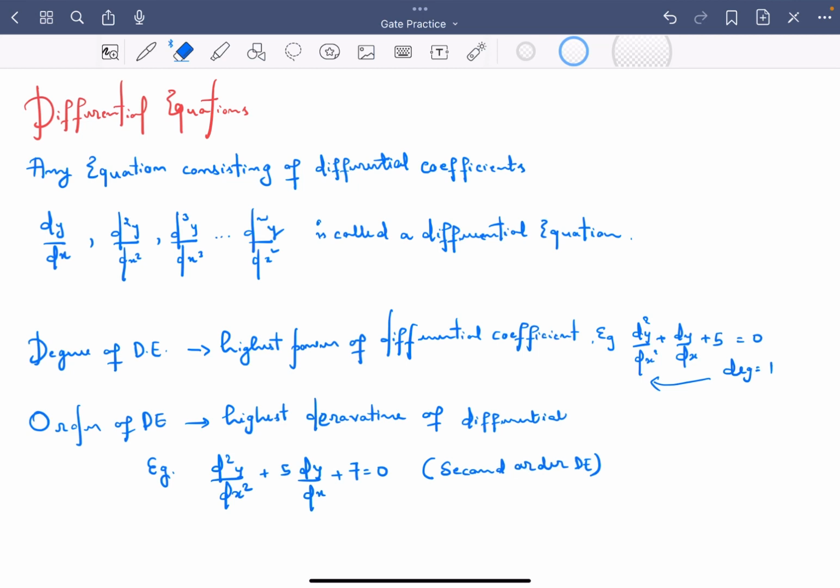In this example, d square y by dx square plus dy by dx plus phi equal to 0, highest degree is 1. Order of a differential equation is the highest derivative in the differential equation. For example, d square y by dx square plus dy by dx plus 7. Here this is a second order differential equation because the highest derivative is of order 2. You can see this.